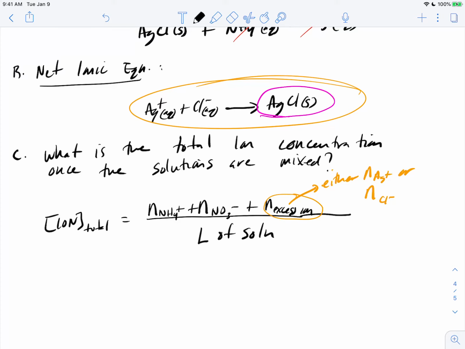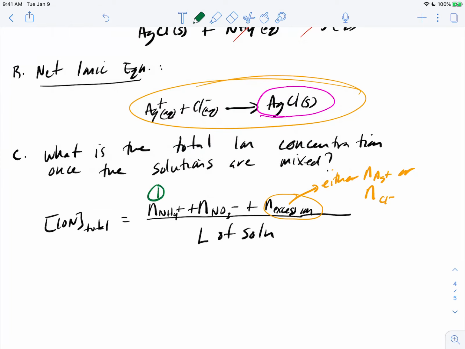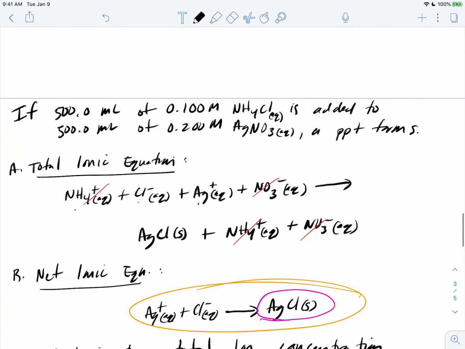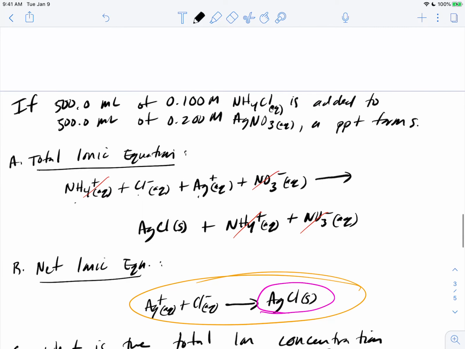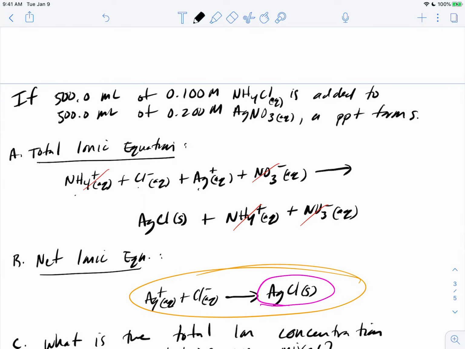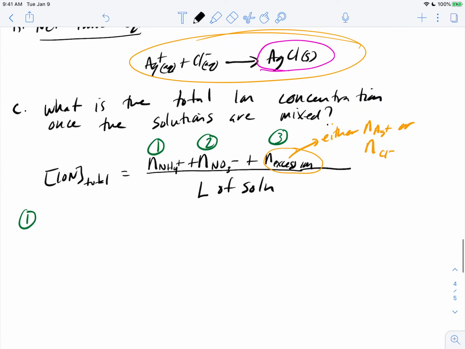So what we're going to do is three steps. We're going to do step 1, step 2, and then the big step is step 3. Let's do step 1 first, which is finding the moles of the spectator ions. If we look up here, we're going to be using the concentrations and volumes. The concentration of NH4 plus comes from this volume and this concentration. So we can multiply those together to get the moles of NH4 plus.